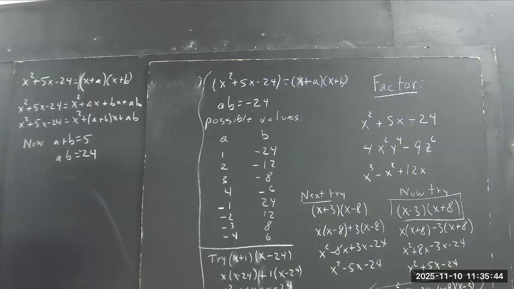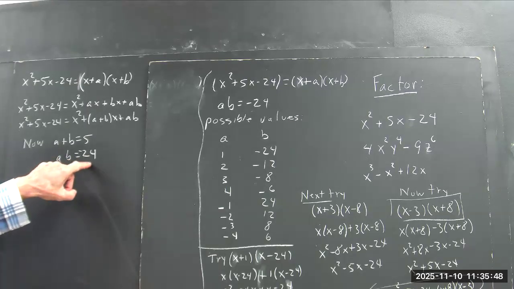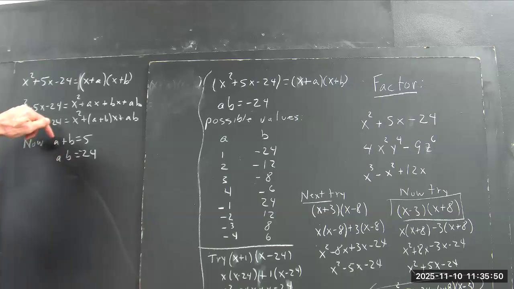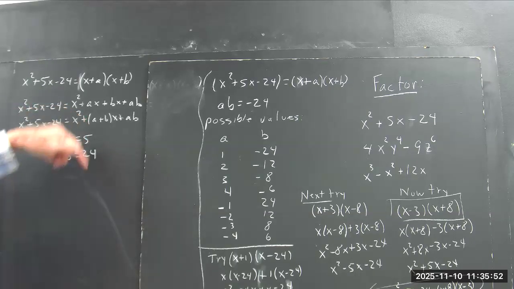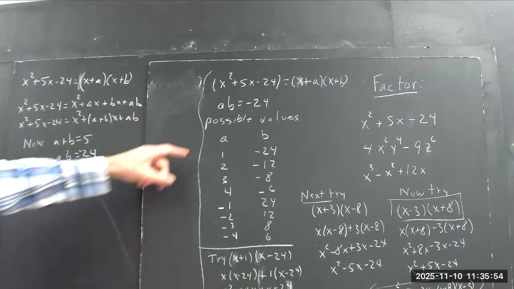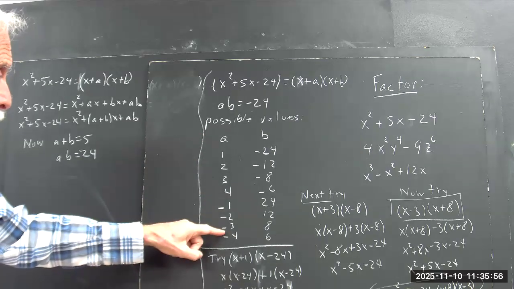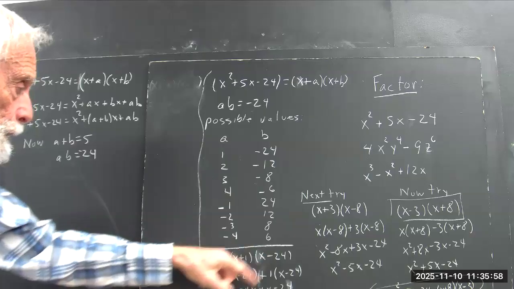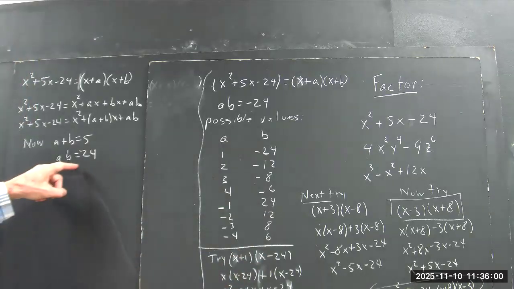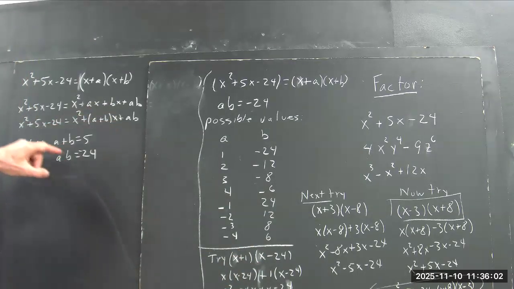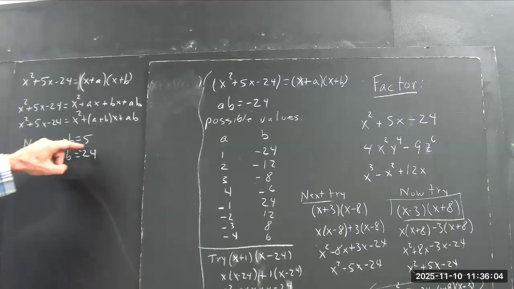2 and negative 12 isn't going to work because 2 times negative 12 equals negative 24, but adding 2 to negative 12, we get negative 10. Well, we keep on going down the list until we get to negative 3, 8. Okay, negative 3 times 8 gives us negative 24. Negative 3 plus 8 gives us 5.